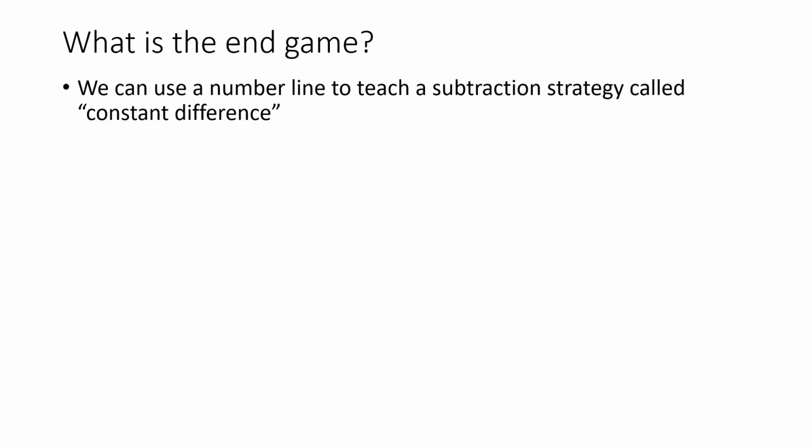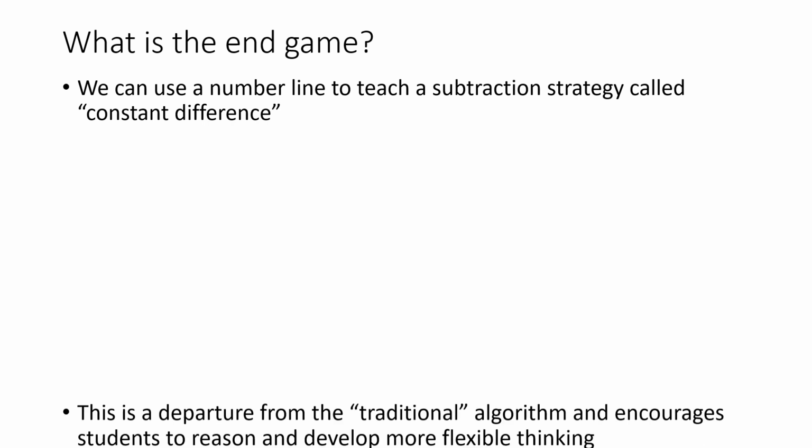First of all, we can use a number line to teach a subtraction strategy called constant difference. So this is a way of subtracting. In this case, I'm going to model it on 2-digit numbers, but you could kind of figure out how this might work for other cases.